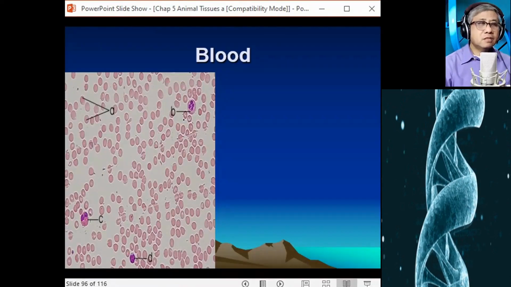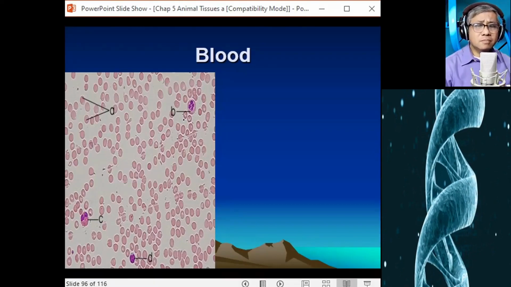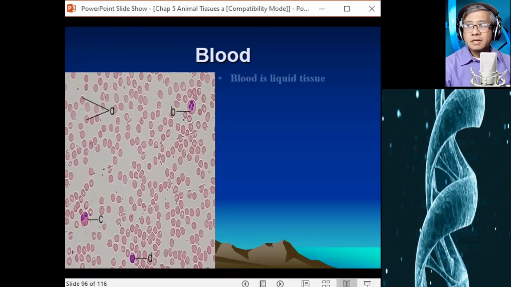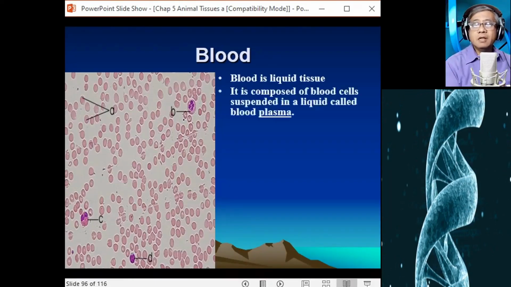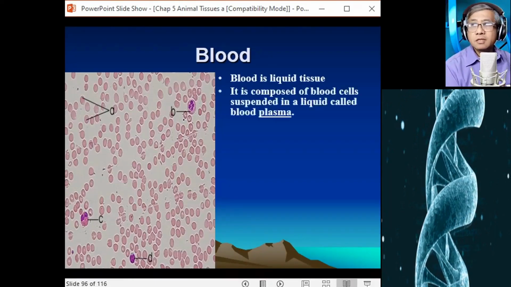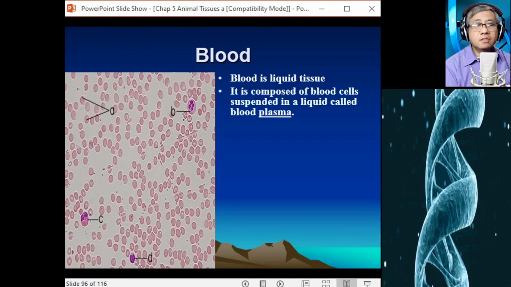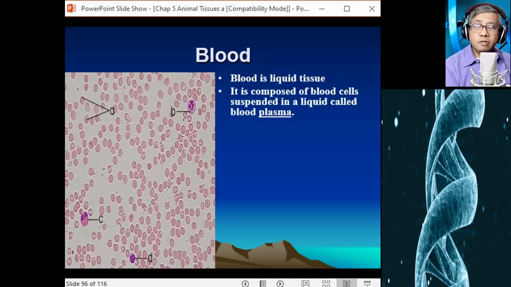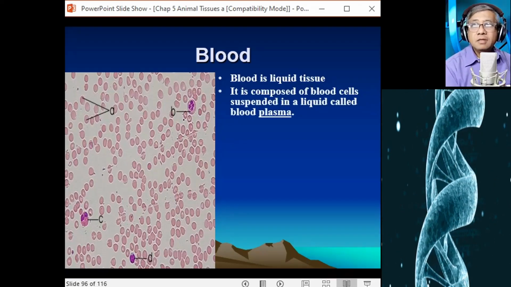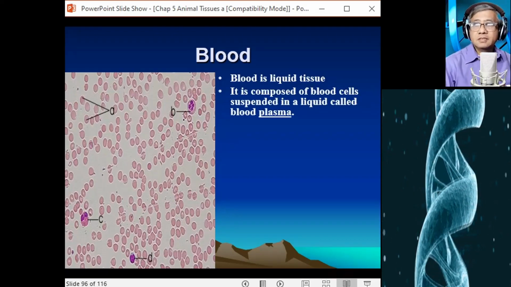Okay, let's proceed now to the fluid connective tissue. So the fluid connective tissue is our blood. The blood is the only liquid tissue in our body. Liquid connective tissue ang dugo natin. And it is composed of liquid and solid components. The liquid component of our blood is plasma, and the solid components are the blood cells.